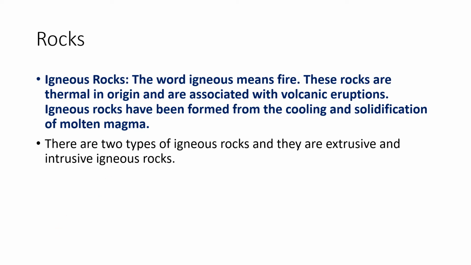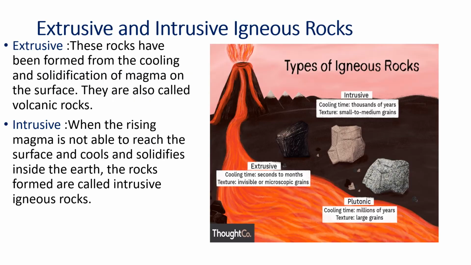There are two types of igneous rocks. They are extrusive and intrusive igneous rocks. Extrusive means formed outside. Extrusive rocks are formed by the solidification of magma on the surface. Such rocks are also called volcanic rocks. Intrusive rocks.